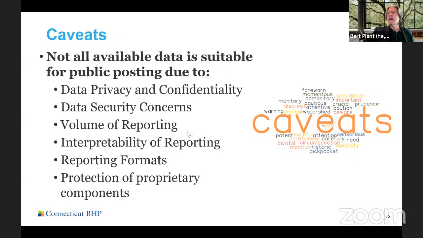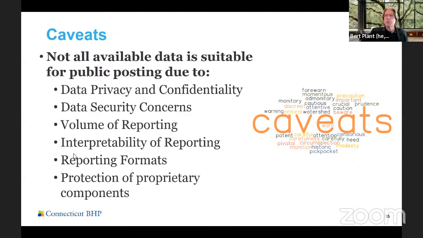In some cases, there's volumes and volumes of reporting. We really need to be high enough level that people aren't going to be overwhelmed with hundreds of pages of reporting. I think the group already brought up interpretability of reporting, which is you do need to provide a lot of explanation and coaching. Otherwise, people will have a difficult time understanding what the data is, and could come to erroneous conclusions if they're not provided with some context and education about what the data is.